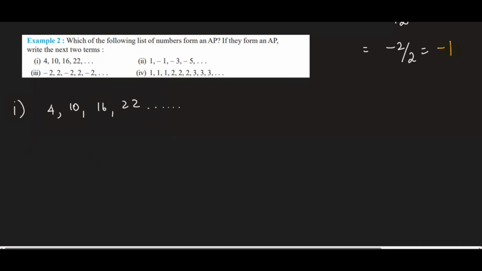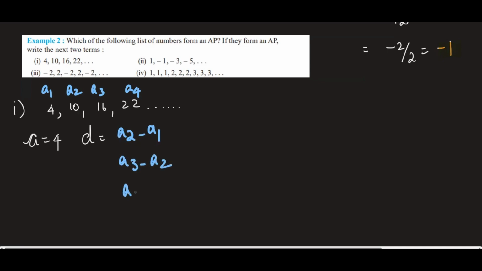So obviously the first term is easy. The first term will be 4. So A is equal to 4. And what is D? We will just name these as A1, A2, A3, A4, and so on. So D is A2 minus A1 or A3 minus A2 or A4 minus A3. Since we are checking if this particular series forms an AP, the answer we get in all three should be the same.